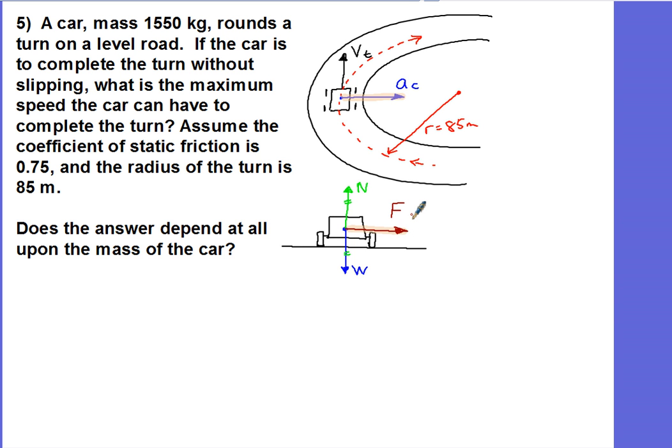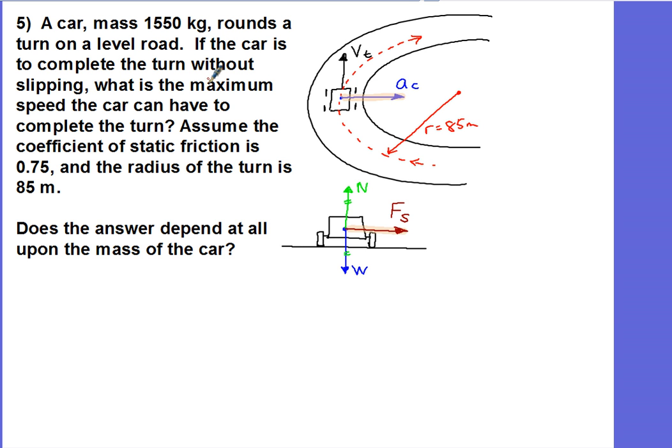We might call it generically the centripetal force, but in reality we know that that force is static friction. Okay, so it's the force that the rubber exerts on the road. It's the force that the road exerts on the rubber. As long as there's no relative motion between those two surfaces, that would be static friction.